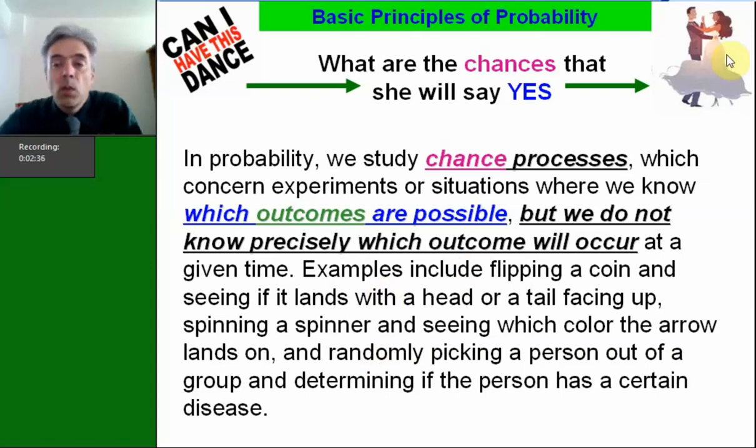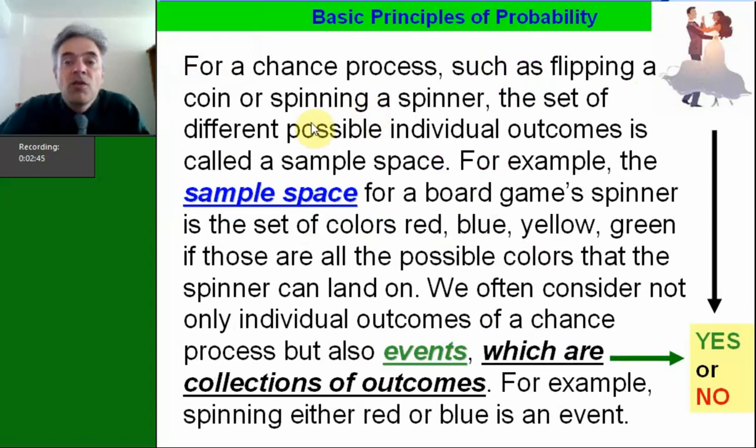For example, here, what are the possible outcomes? Can I have this dance? The answer could be yes or no, but you're not sure which one it's going to be, right? For a chance process, such as flipping a coin or spinning a spinner, the set of different possible individual outcomes is called the sample space. For example, the sample space for a board game spinner is the set of colors red, blue, yellow, or green, if those are all possible colors that the spinner can land on.